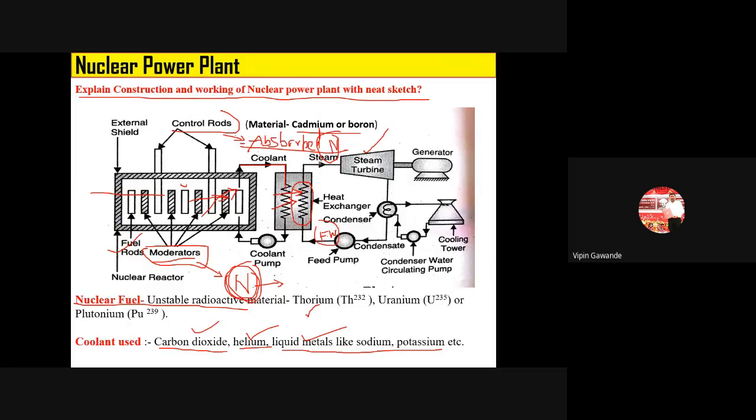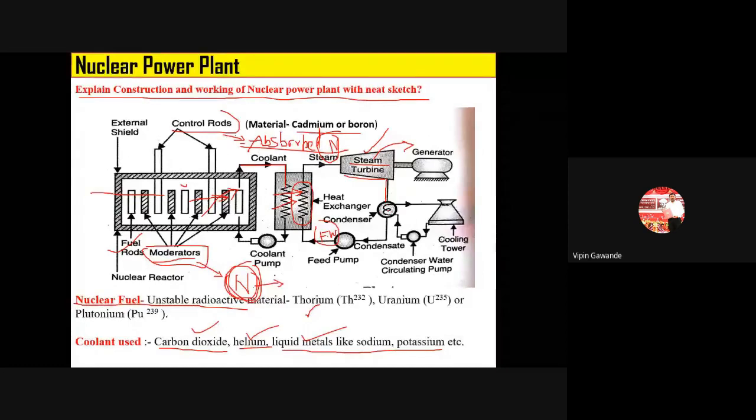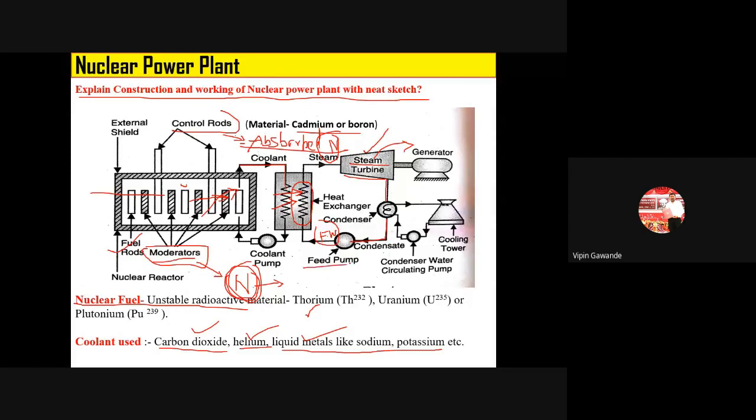That superheated steam then enters the steam turbine. It rotates the blades of the steam turbine, which is connected with the generator. So mechanical energy is converted into electrical energy. After doing the work in the steam turbine, it comes to the condenser. It rejects its heat to the condenser, and the steam is converted into condensate. The condensate comes to the hot well, and then through the feed pump, it is again taken into the heat exchanger.